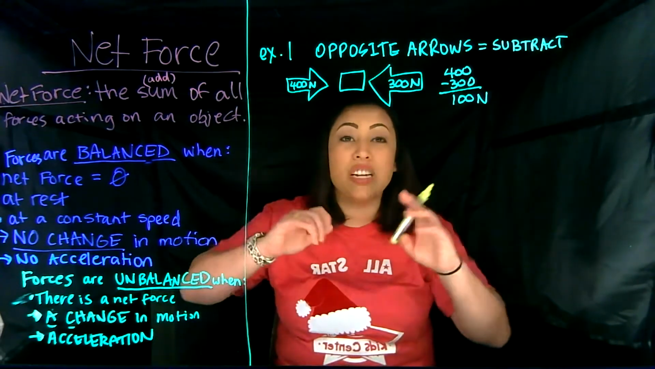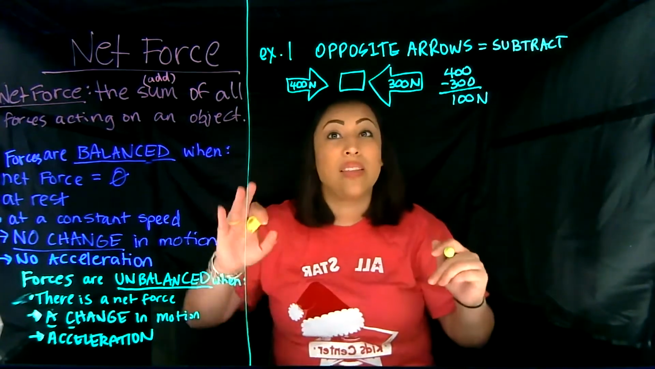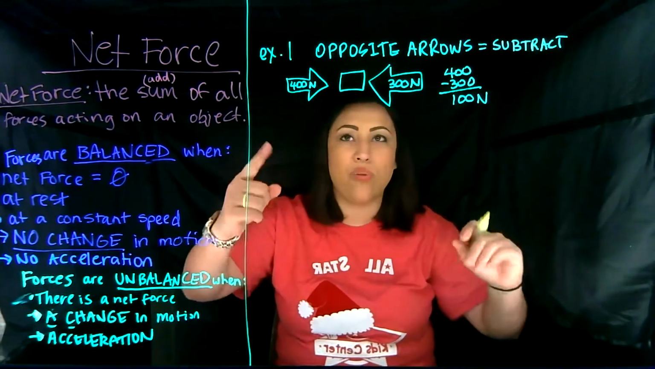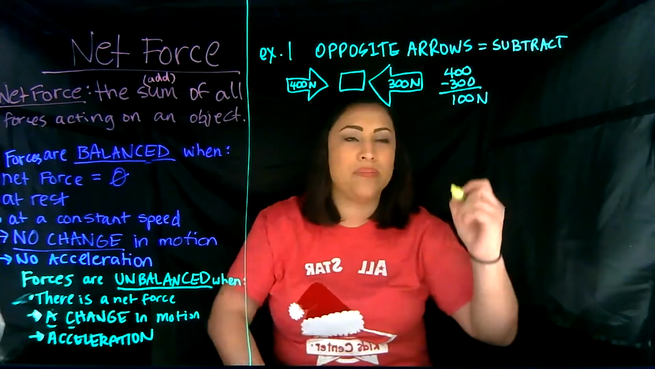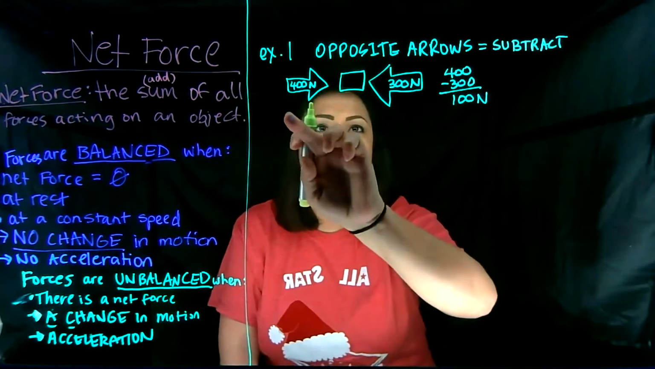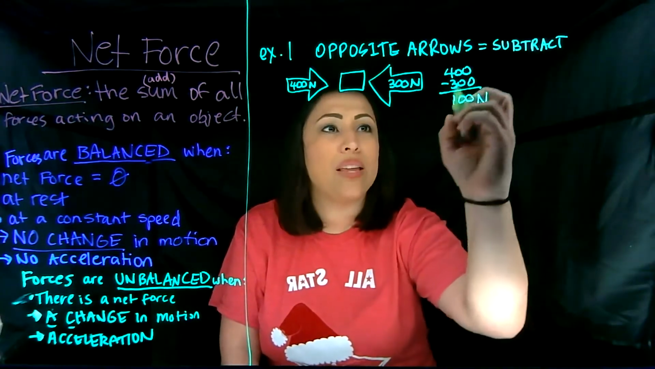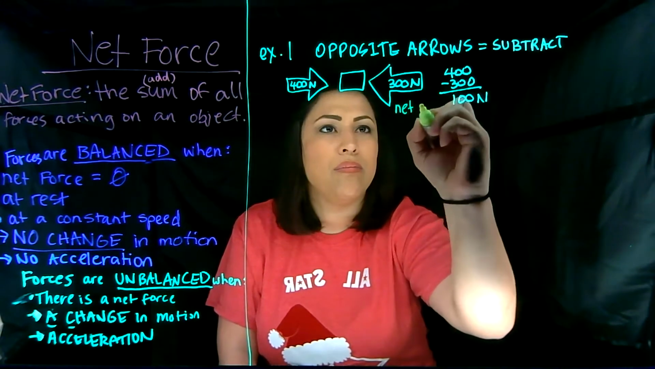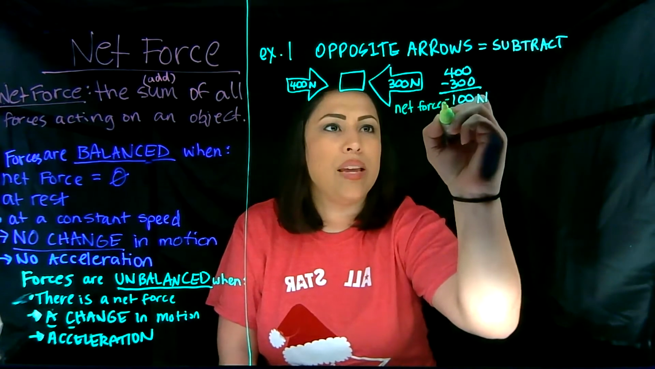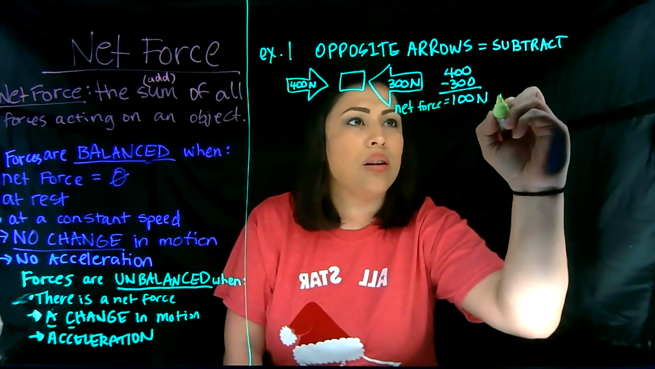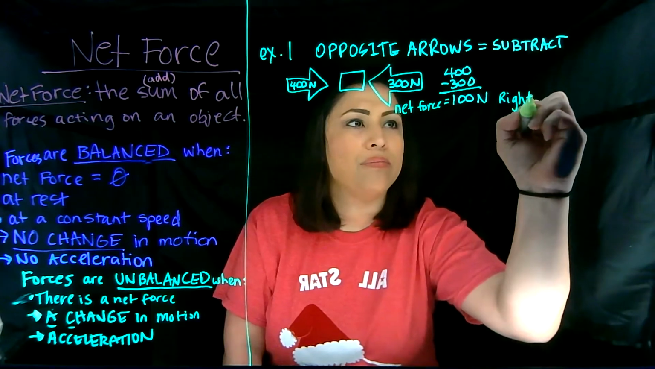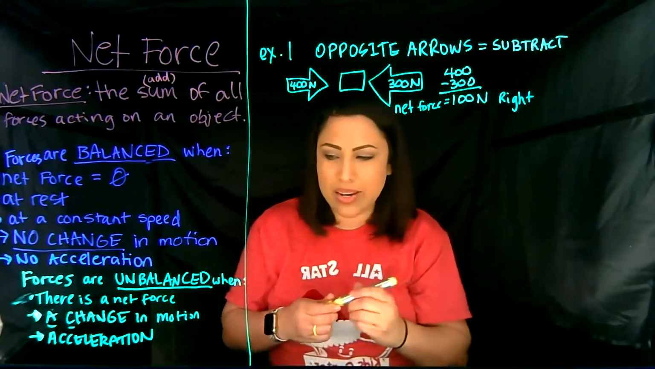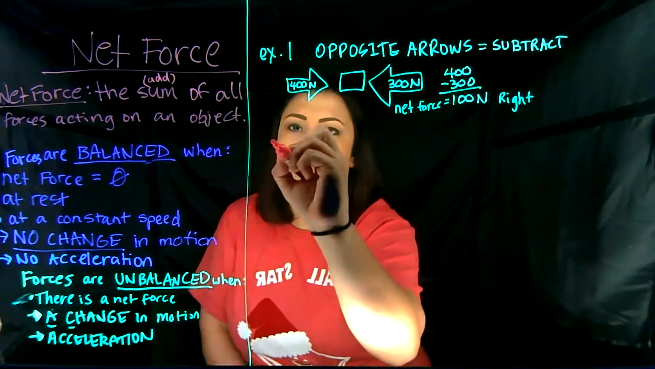Now we also got to think about which direction it's going to move. So which direction has the most force? Our 400 moving this way. So we're going to say our 400 to the right. So 400 to the right, 300 to the left, the net force equals 100 newtons, and we'll just put right. So it's going to be moving to the right.